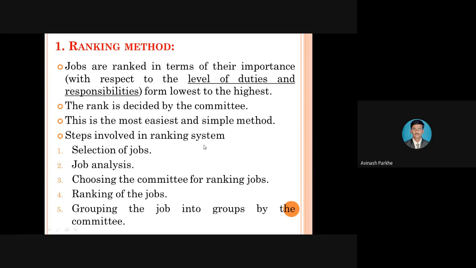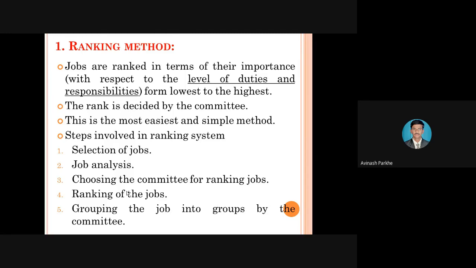If I am checking the performance, what are the steps involved in the ranking method? The first one is selection of the job. For which job I have to give the ranking, first of all, I have to select that particular job. Then I have to go for the job analysis, where a detailed analysis of the performance of the job takes place. Then choosing the committee for the ranking job. That committee also we have to choose. Then ranking of the jobs.